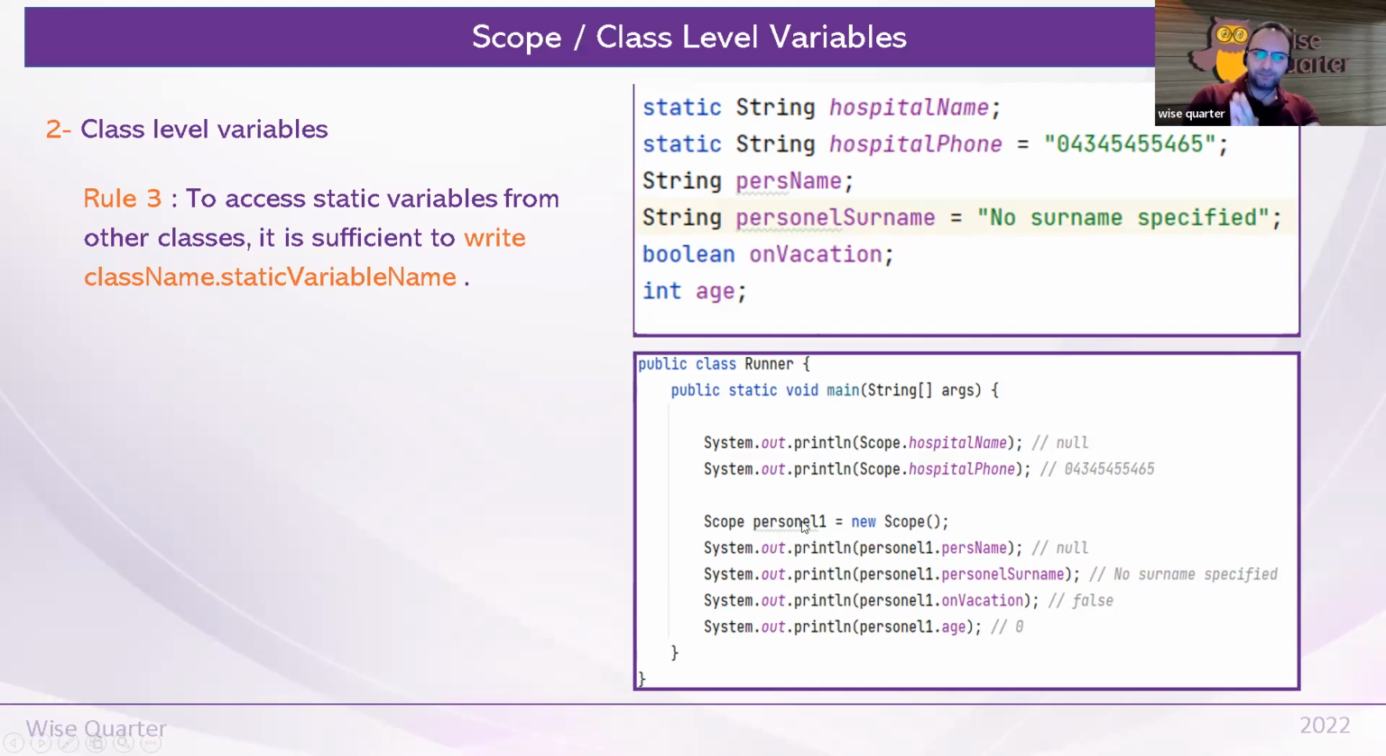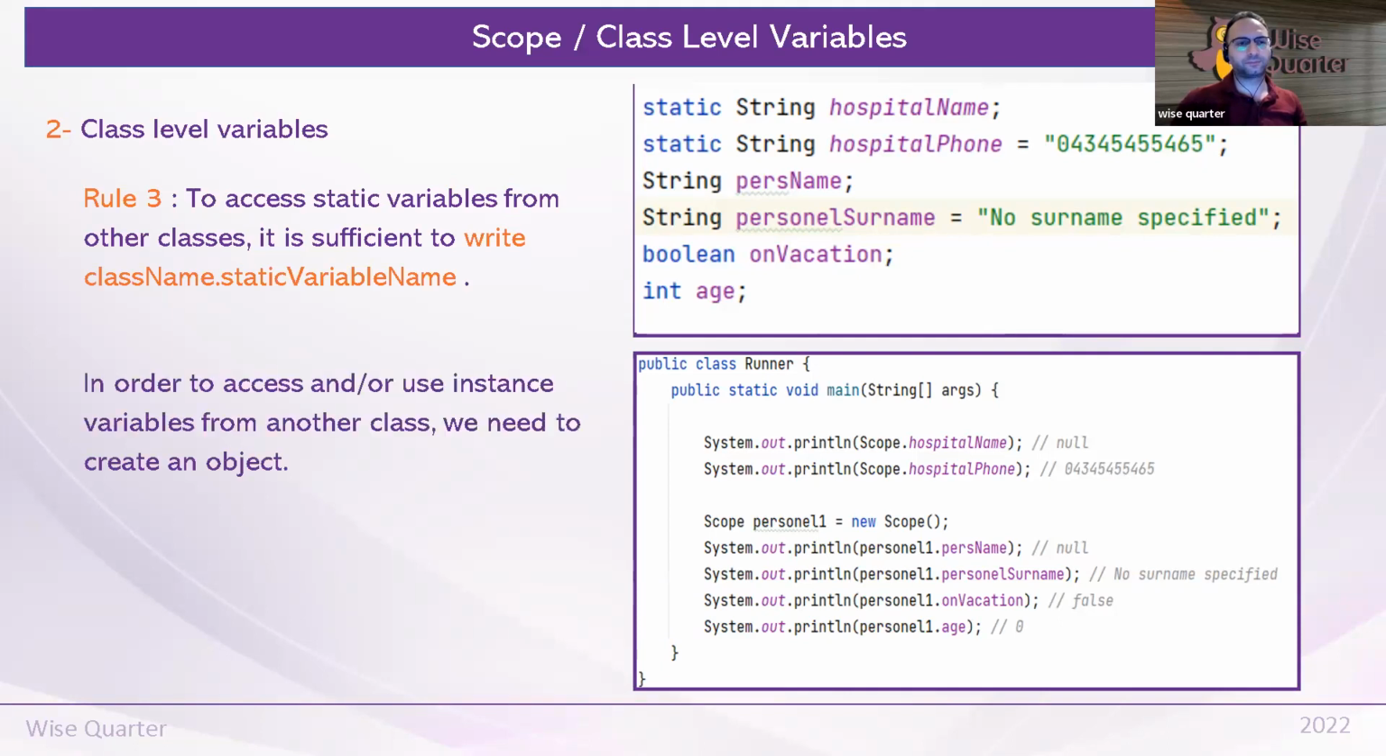So shortly, if you want to use a static variable, we can just use it by writing the class name from anywhere. If it is a non-static variable, I mean an object variable, we should create an object from the class. Then by using that object, we can reach the variable. Yes, in order to access or use instance variables, object variables, I need to create an object.